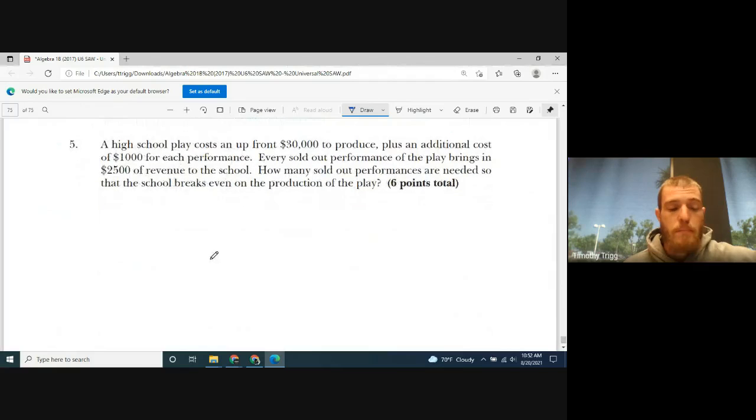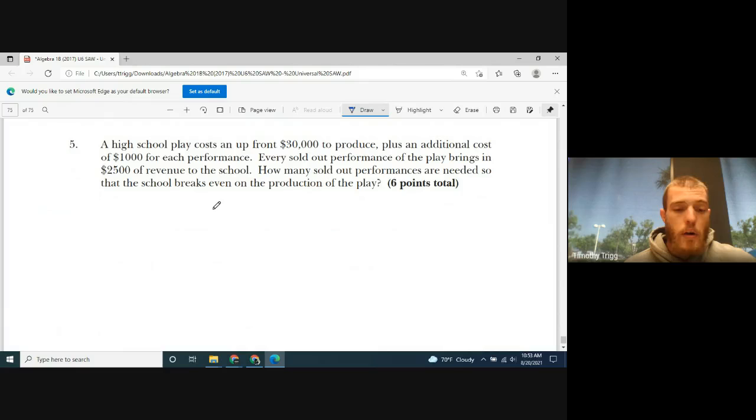Okay, last question. A high school play costs an upfront $30,000 to produce, plus an additional cost of $1,000 for each performance. Every sold-out performance of the play brings in $2,500 of revenue for the school. How many sold-out performances are needed so that the school breaks even on the production of the play? Okay.